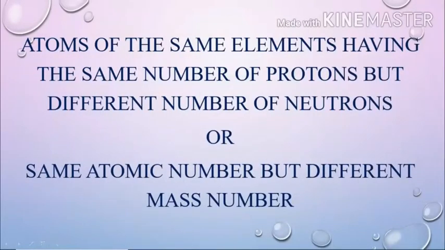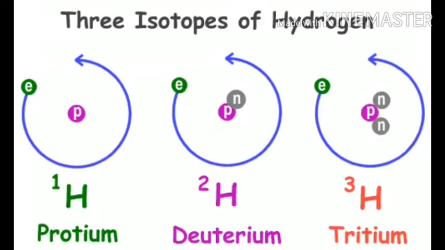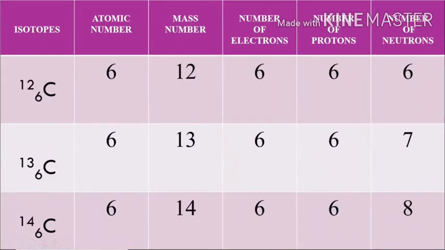Isotopes: atoms of the same element having the same number of protons but a different number of neutrons, or the same atomic number but different mass numbers, are called isotopes. Carbon has 3 isotopes: carbon 12, carbon 13, carbon 14. Hydrogen also has 3 isotopes: protium, deuterium, tritium. Now this table will make things more clear.